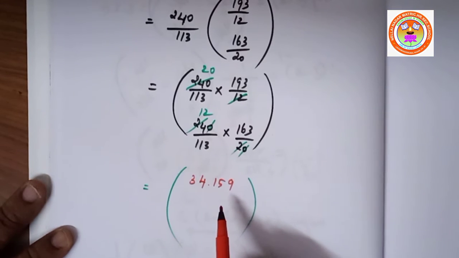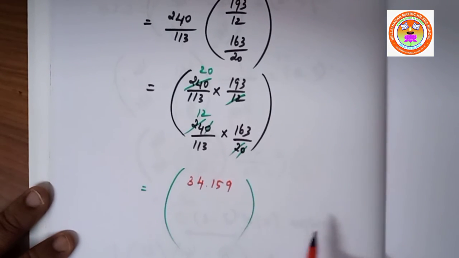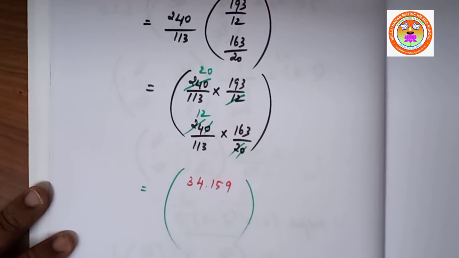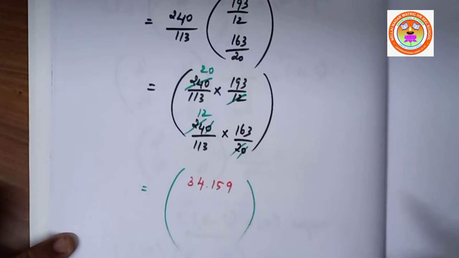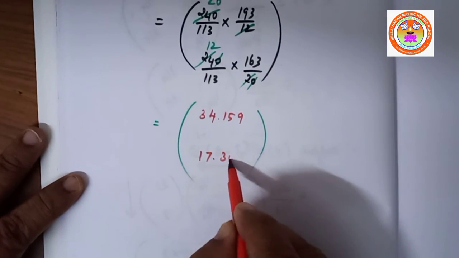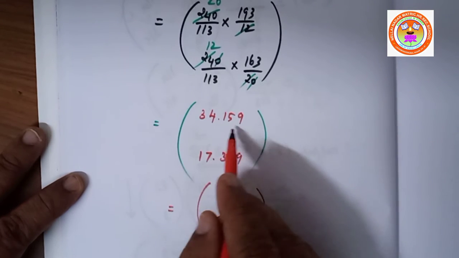That gives 34.159. It can be rounded to 2 decimal places; we can do it in the next step. Then 12 into 163 divided by 113 equals 17.309. It can be rounded to 2 decimal places.